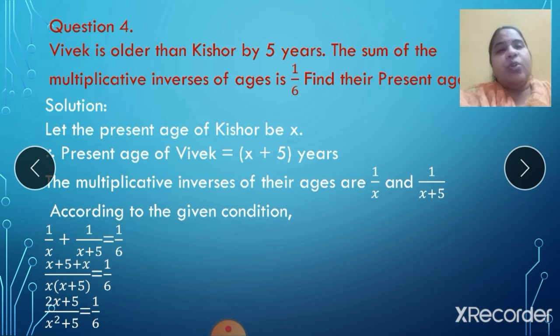Vivek is older than Kishore by 5 years. The sum of their multiplicative inverse is 1 upon 6. Find their ages. So let us start from here.